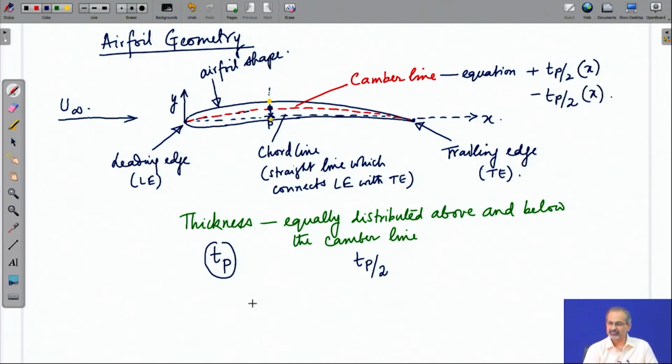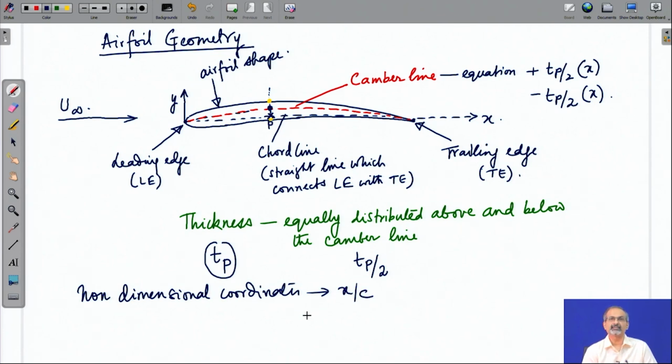Most often, instead of using dimensional coordinates, we would like to use non-dimensional coordinates in the form of x by c as we move along the chord. So, the x by c corresponding to the leading edge would be 0 and that at the trailing edge would be 1. That means, x by c can vary from 0 to 1. You would have a decimal value for any point lying between the leading edge and trailing edge accordingly.